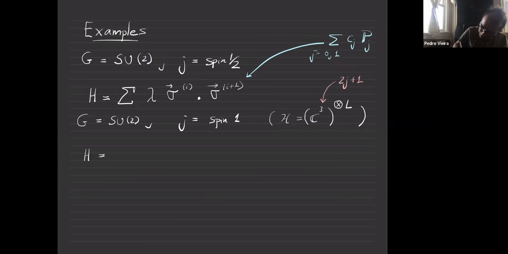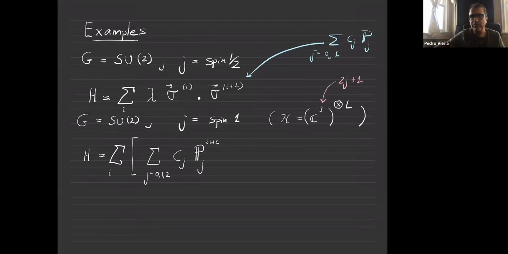So the Hamiltonian now would be a sum over I of the Hamiltonian density. I can write the Hamiltonian density, as I said, as a sum over spin j equal 0, 1, or 2, of some numbers Cj times the projector into that representation, that projects spin I and spin I plus 1 into that representation. Now, this is a sum of three terms, but as I said, only two terms, because the sum of the three projectors is the identity. So up to a trivial identity shift, there are two terms.